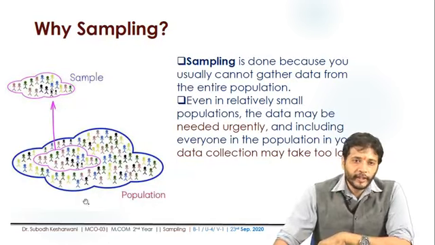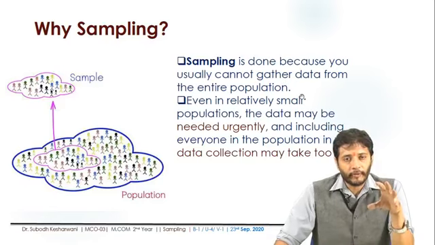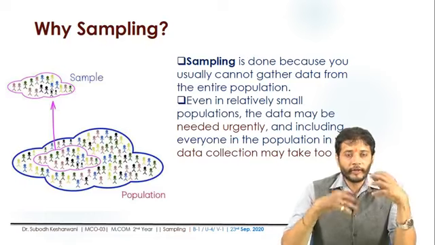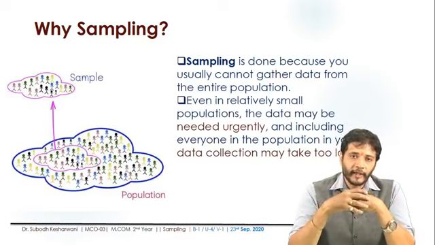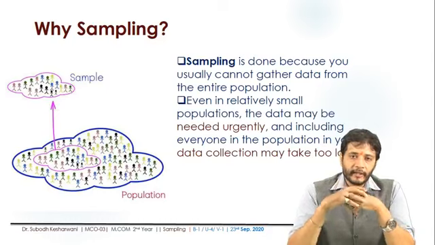If you see this particular image, you find that the bigger circle is the whole population, and from there we have narrowed ourselves down to a sample. Sampling is done because you usually cannot gather data from the entire population, and even in a relatively small population, the data may be needed urgently, because urgency plays a very important role, given the way technology is coming up, the way research is changing, the way trends are changing as far as business and learning are concerned.